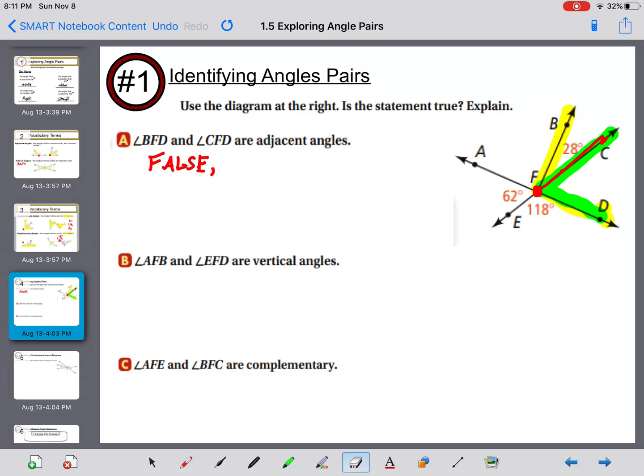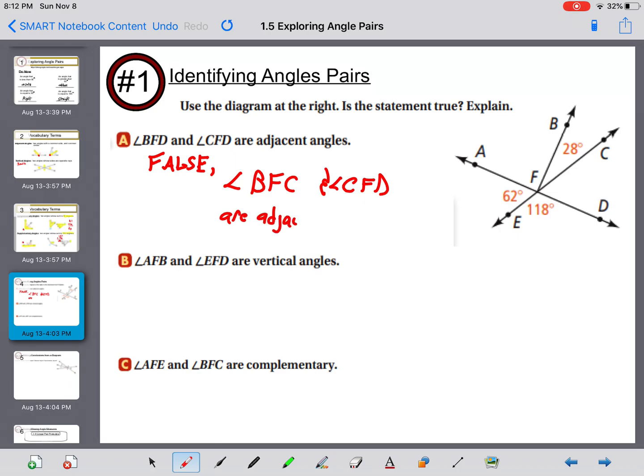Okay. So let's just say that BFC and CFD are adjacent angles. So we'll make the statement true. Okay, so that means BFC and CFD are adjacent.